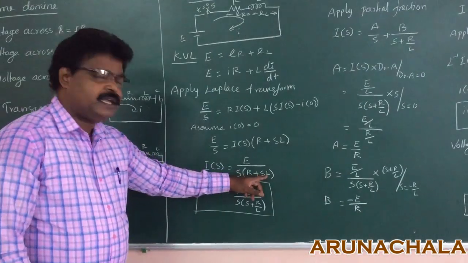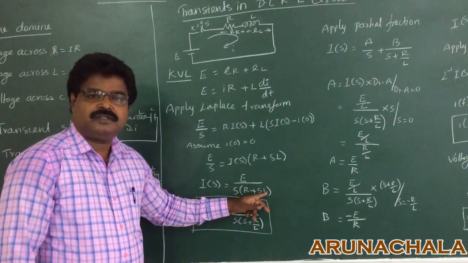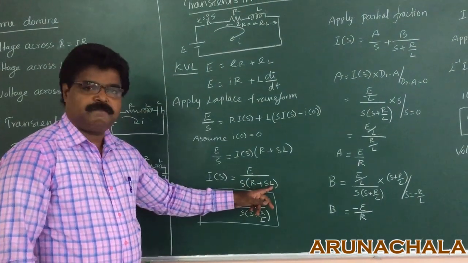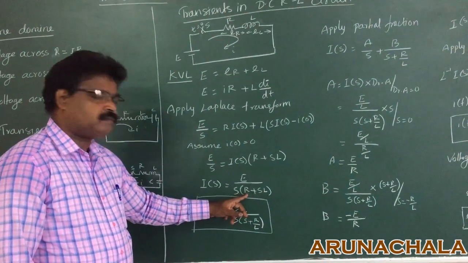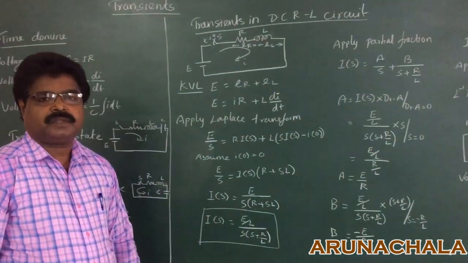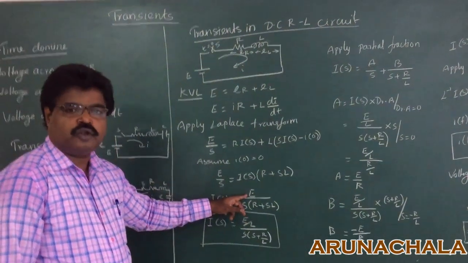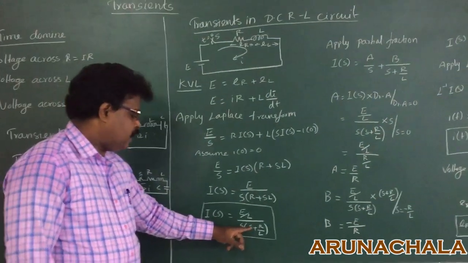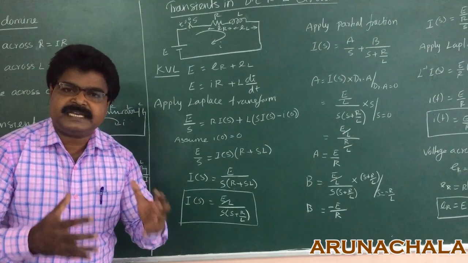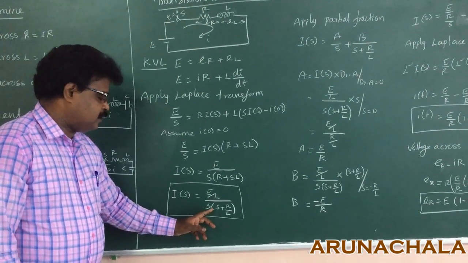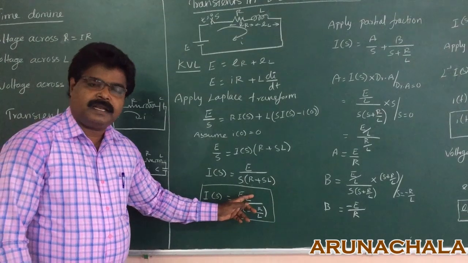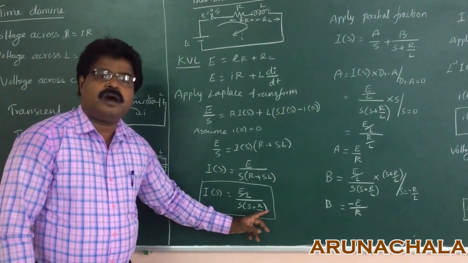So for that, here it is S into L, so we are taking L outside this bracket. If you take L out, it's R by L. So that's E by L, S into S plus R by L. Because we are taking L outside, we are taking L to the denominator, so E by L, S into S plus R by L. So it is easy to substitute the Laplace inverse. That's why we are taking it in S into S plus A form. Then it is very easy to apply Laplace inverse. So now I of S is equal to E by L divided by S into S plus R by L.